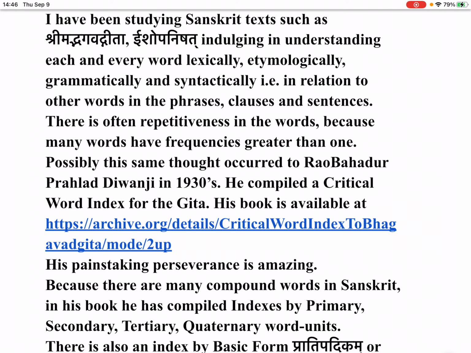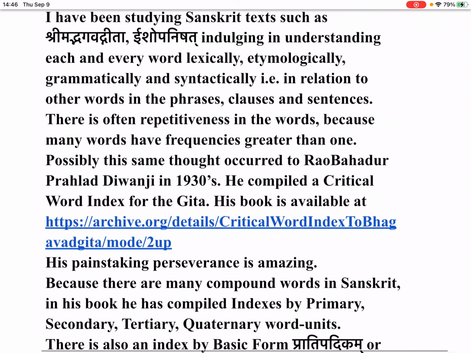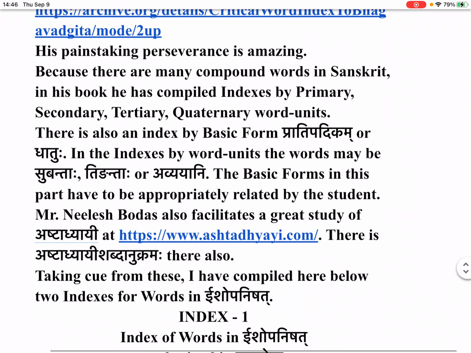Because there are many compound words in Sanskrit, in his book he has compiled indexes by primary, secondary, tertiary, quaternary word units. There is also an index by basic form, pratipadikam or dhatu. In the indexes by word units, the word may be subantaha, tigantaha or avyayam. The basic forms in this part have to be appropriately related by the student.